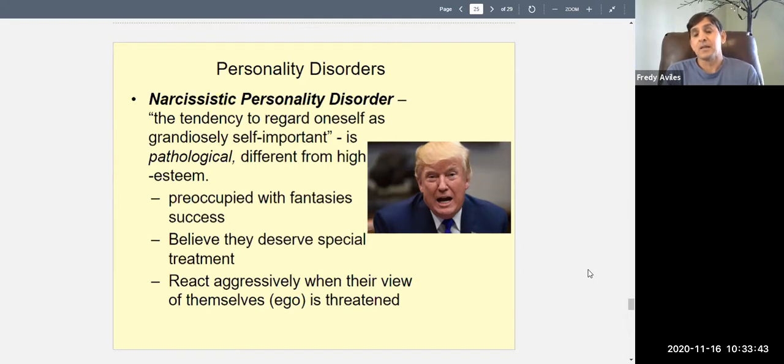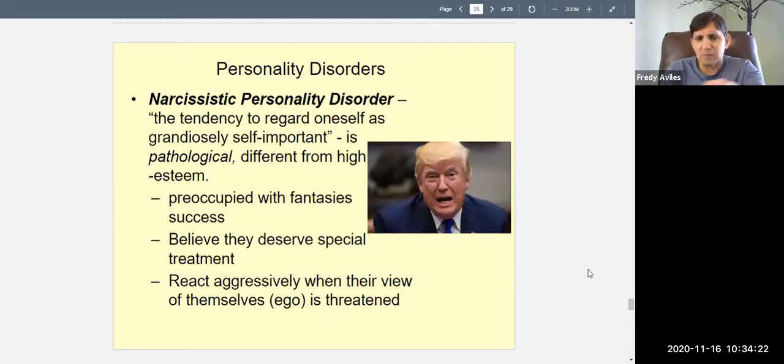But here's the thing. Guess why there are so many problems with Donald Trump? So many scandals, so many difficulties, because in my opinion, and the opinion of many other psychological experts, he suffers from what you call narcissistic personality disorder, the tendency to regard oneself as grandiosely self-important to such an extent that it is pathological. In other words, it is basically a mental illness. It's different than having high self-esteem, believing in yourself. They are preoccupied with fantasies of success, believe they deserve special treatment, and react aggressively when their view of themselves, their ego, is threatened.